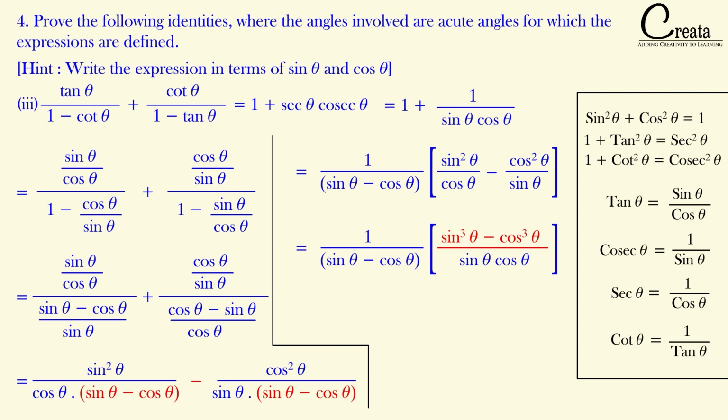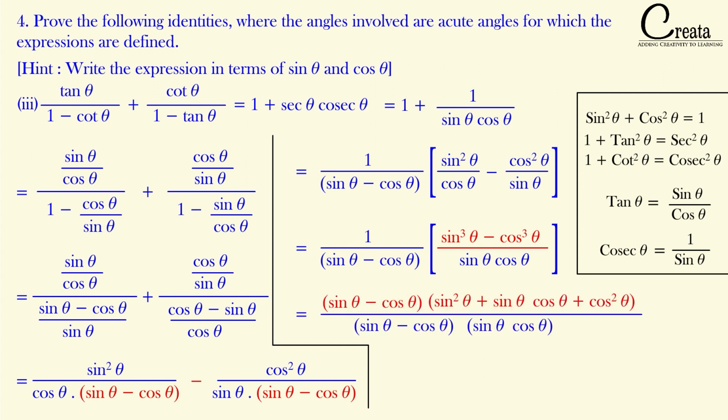The formula applicable will be a cube minus b cube, which is a minus b into a square plus ab plus b square. These basic formulas, the square formulas and the cube formulas, you should know. This will be frequently used in the trigonometric identity. So let's solve it. We got sin square theta plus sin theta into cos theta plus cos square theta. The benefit that we got from using the cube formula is that sin theta minus cos theta will cancel out in the numerator and denominator.